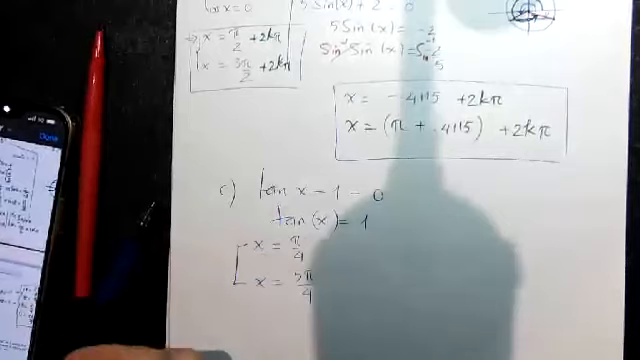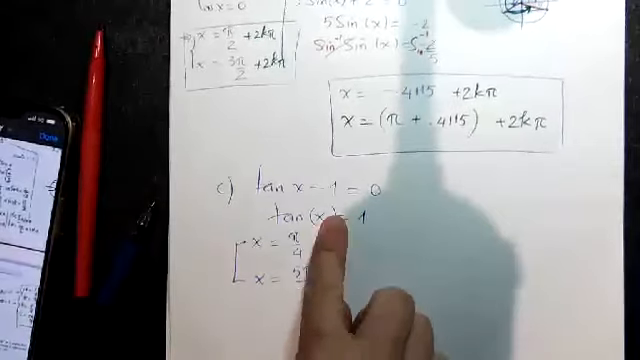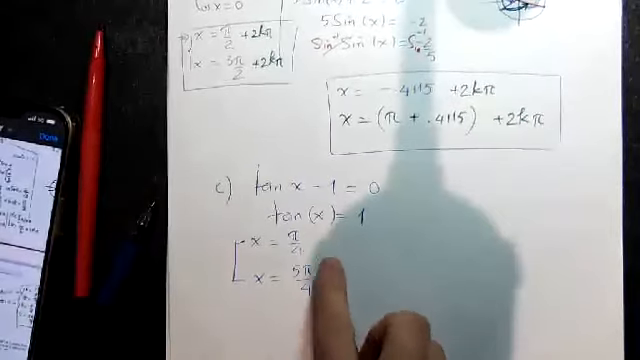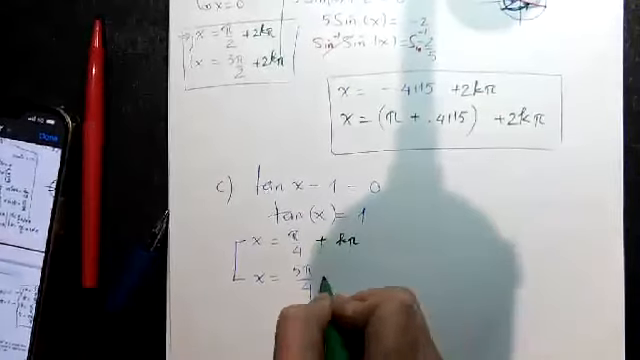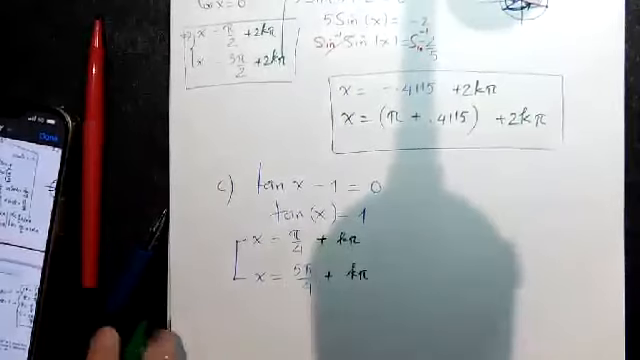And then we're going to add. What am I going to add here? 2k pi or k pi? K pi, right? Don't forget k pi. Be mindful. K pi. Done.